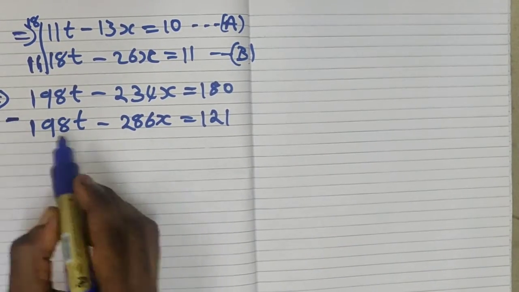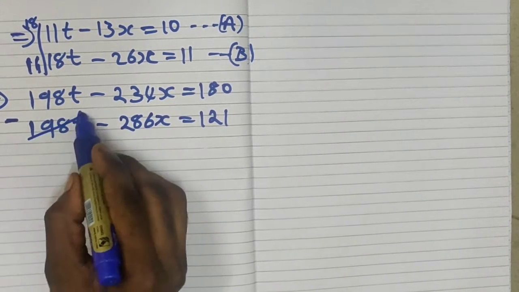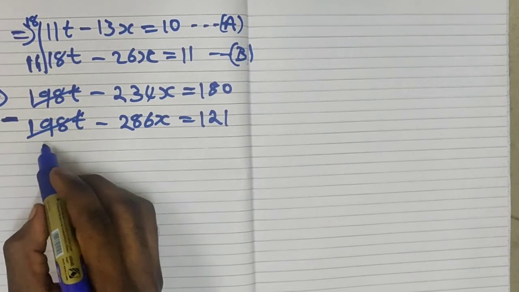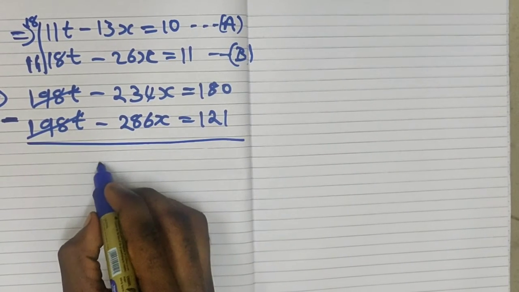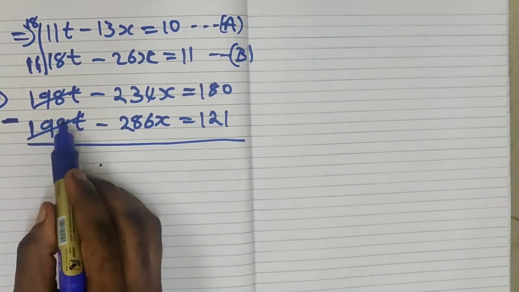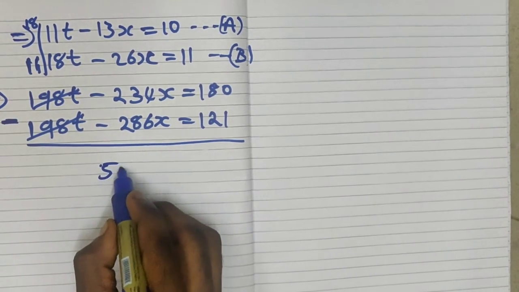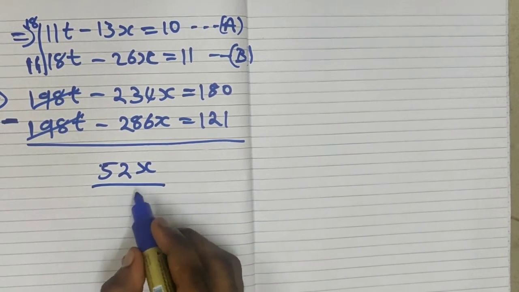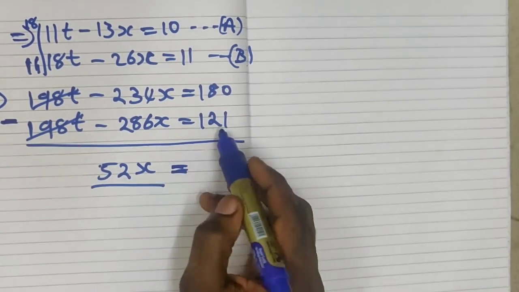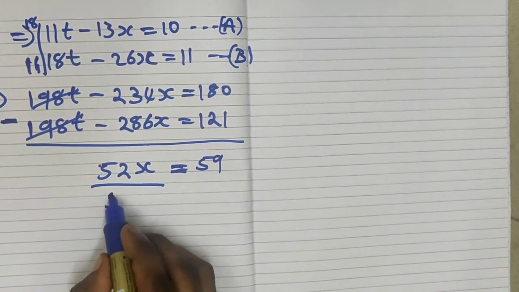Subtracting these two equations, this will cancel with this. We are going to have negative 234x minus minus, which is positive, negative this plus this is 52x is equals 180 minus 121 is 59. So we divide both sides by 52 to have x.